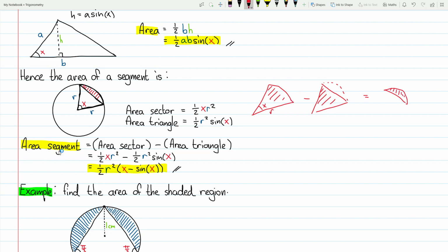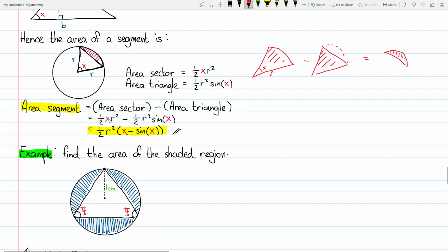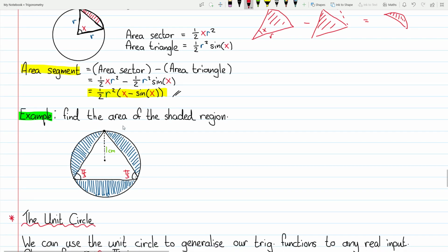And so that's what we do. Area of the segment is the area of the sector, subtract the area of the triangle. Well, we found what the area of the sector was. It's half x times r squared. It's important that x is in radians. And then we subtract the area of the triangle, which is 1/2 r squared sine of x. And then we just collect the like terms, the common factors, and we get the area of a segment. So now we have a nice example.